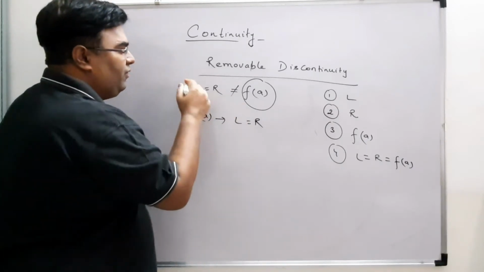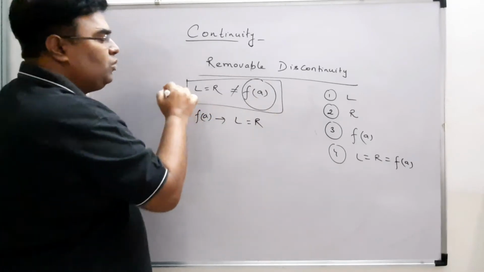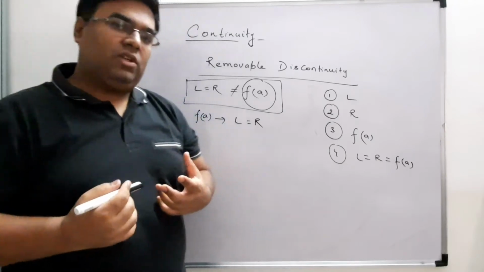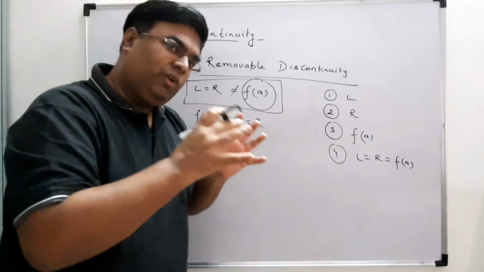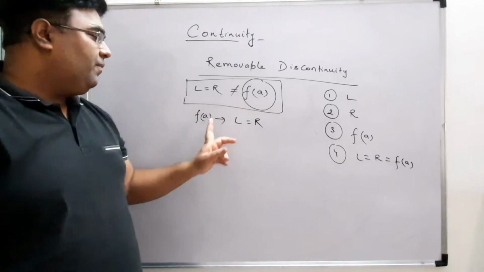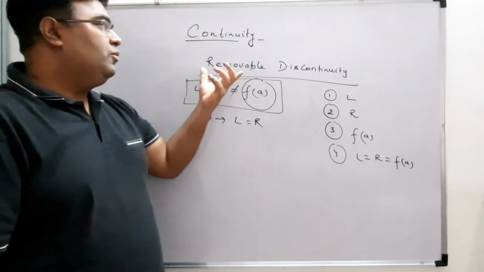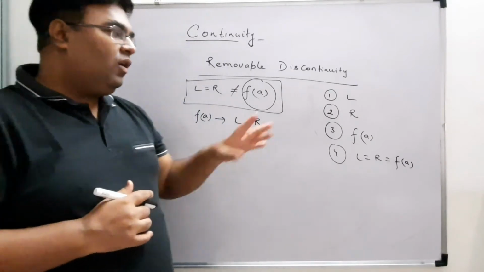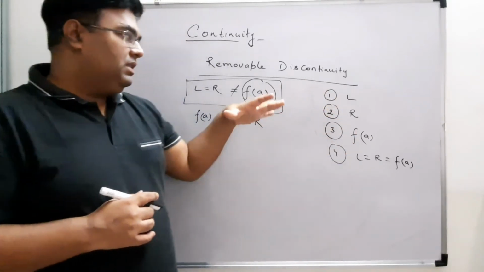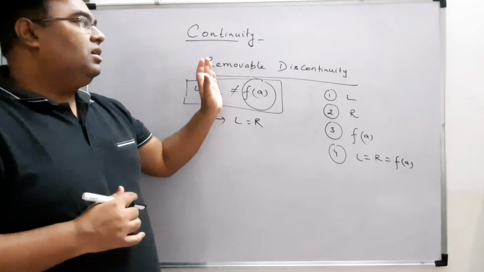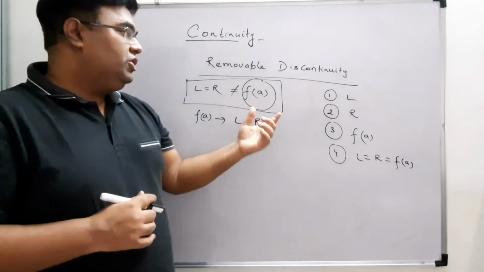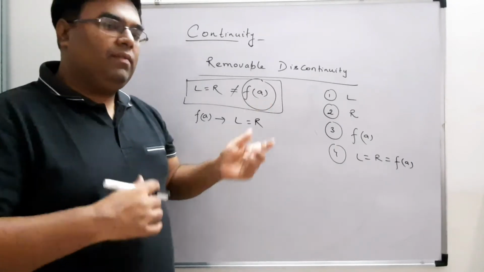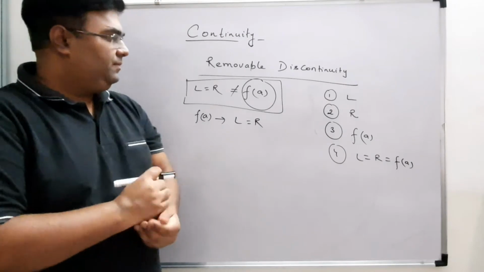So these kinds of functions, where L is equal to R but not equal to f(a), are discontinuous functions whose discontinuity we can remove by changing the value of f(a). We call it removable discontinuity. In any other case, we cannot remove the discontinuity, but this is the special case where we can remove it by changing the definition or the value of f(a). We will see it in examples.